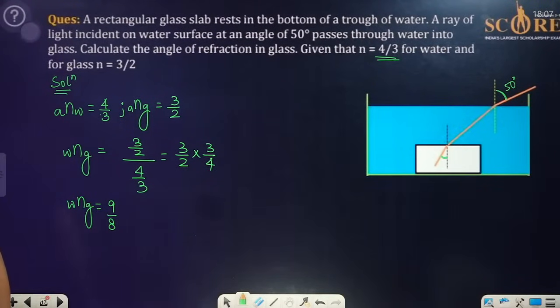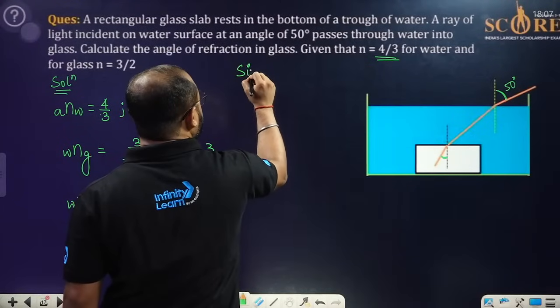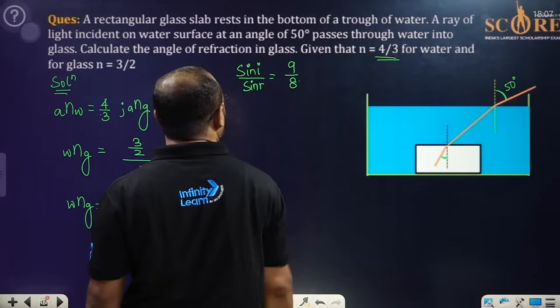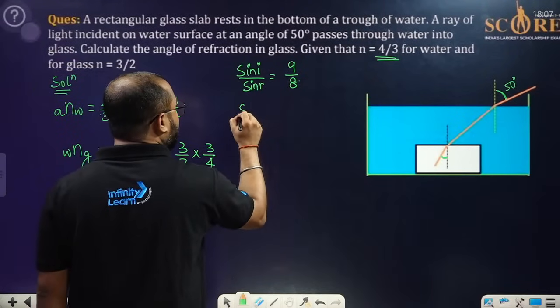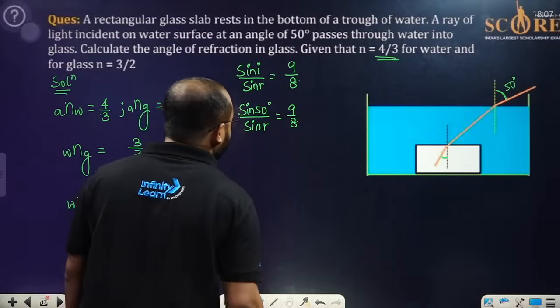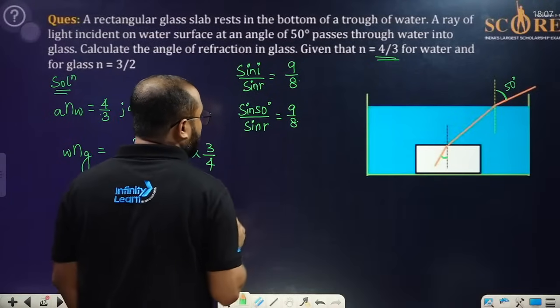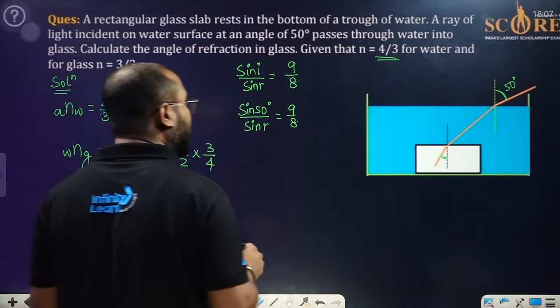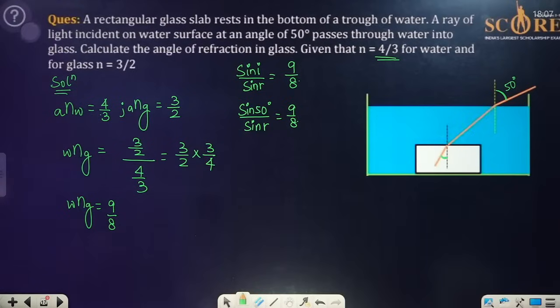What we have to find? We have to find the angle of refraction, everyone. So from Snell's law, sine i by sine r will be equal to 9 by 8. The incident angle is given to us, that is 50 degrees. So sine 50 by sine r, which we have to find, will be equal to 9 by 8. Fine. So when we talk about sine 50, people, I believe its value is 0.766.